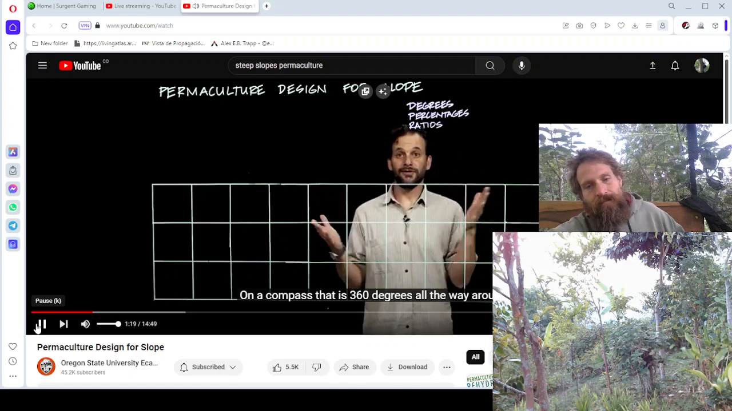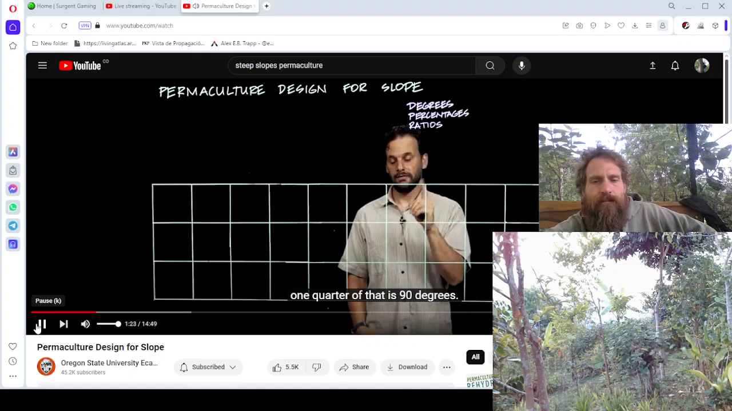On a compass that is 360 degrees all the way around, 1/4 of that is 90 degrees.